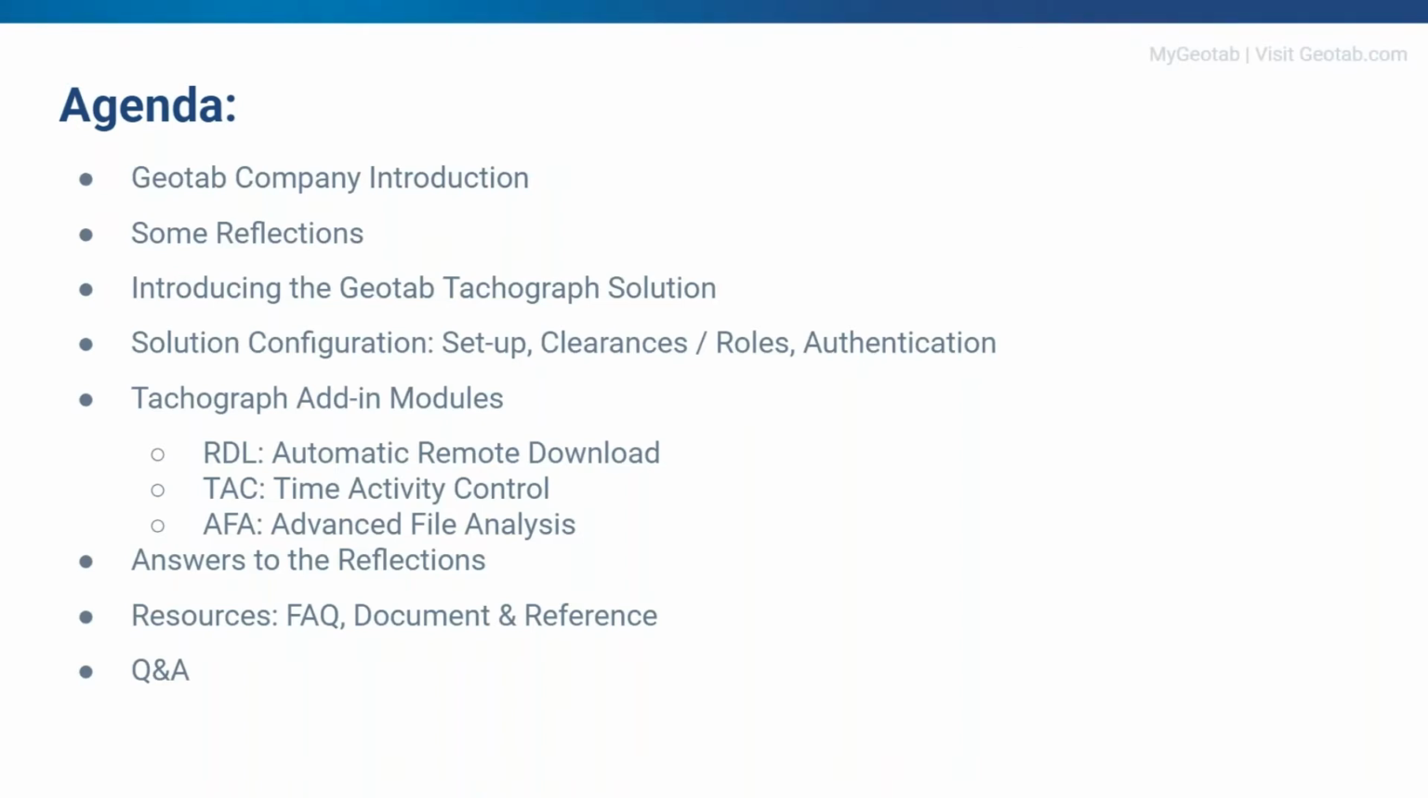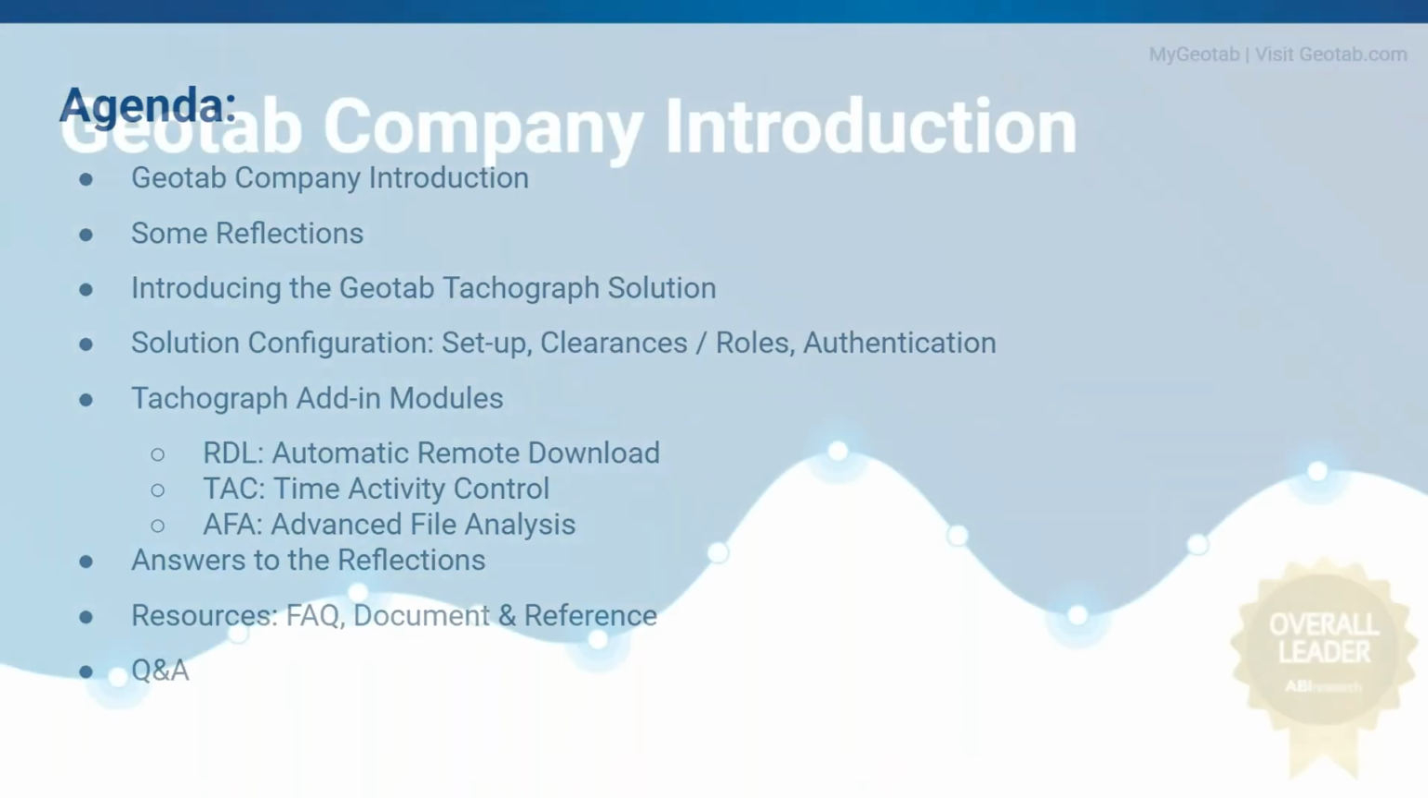We'll look at the solution with a bit of an overview, followed by quite a few details as we go into the setup, clearances, authentications, and roles. Again, we'll look at different modules, such as the automatic remote download, the time activity control, and the advanced file analysis. And then we'll go back to the reflections we gave you at the very beginning to go through the answers and what you think about it, followed by available resources which will help support you as you use the tachograph, such as the frequently asked questions documents and other documents for reference. And of course, at the end, we'll be able to go through any questions you might have for us.